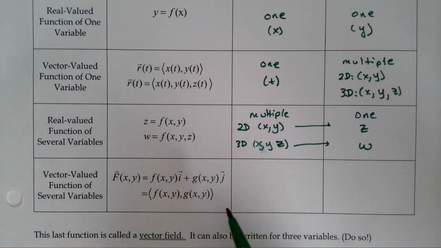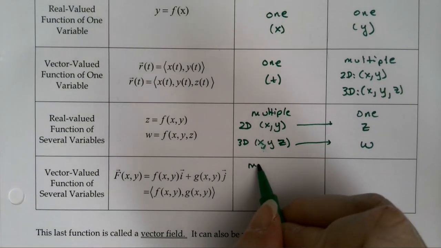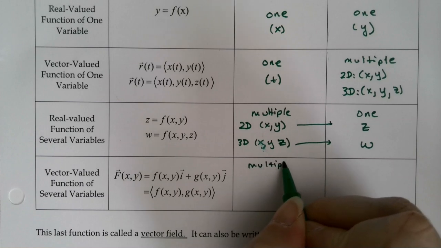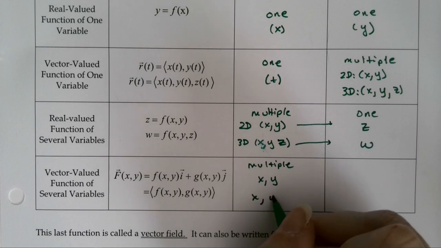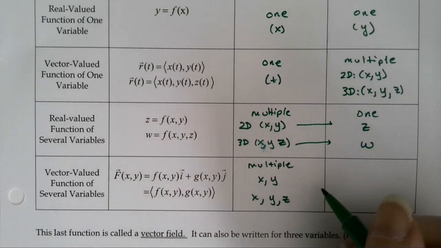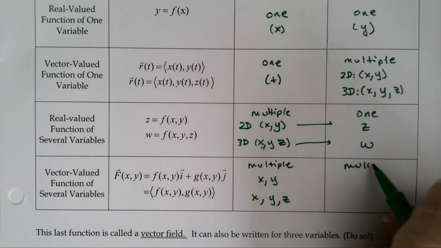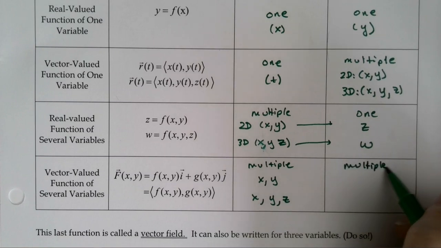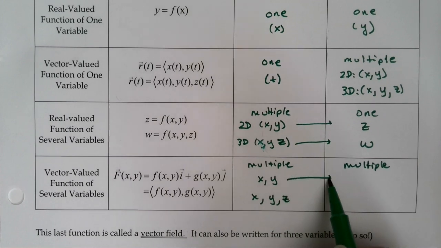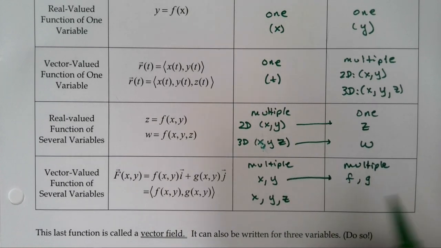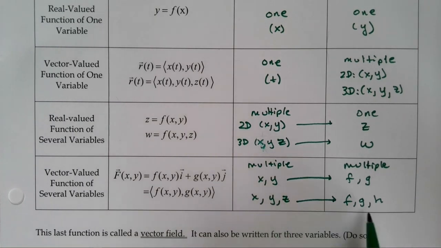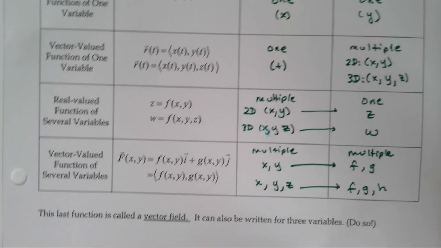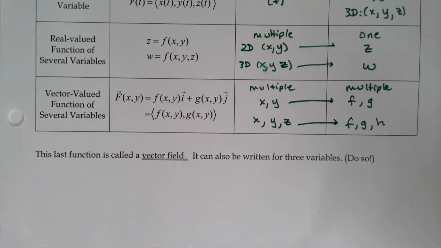But now we're going to take multiple inputs, such as x and y, or x, y, and z, and I'm going to map them to multiple outputs. So x and y affect both f and g. X, y, and z affect both f, g, and h. You're taking function inputs and getting function outputs. This last type of function that we're looking at is called a vector field.